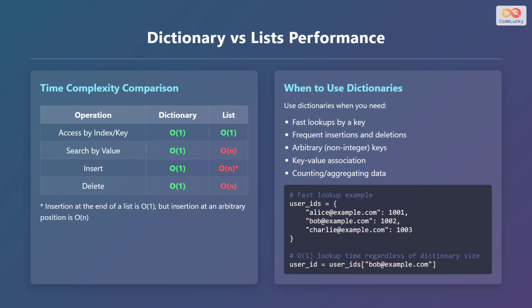This is because dictionaries use hash tables to store data, allowing for fast lookups based on keys. When inserting or deleting elements, dictionaries offer constant time complexity, whereas lists typically require linear time complexity because of the need to shift elements in memory. Dictionaries excel when you need fast lookups by a key, frequent insertions and deletions, and key-value associations.